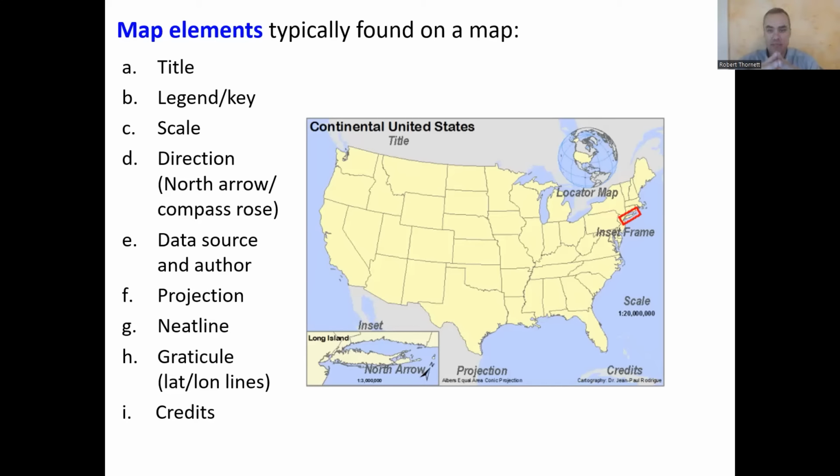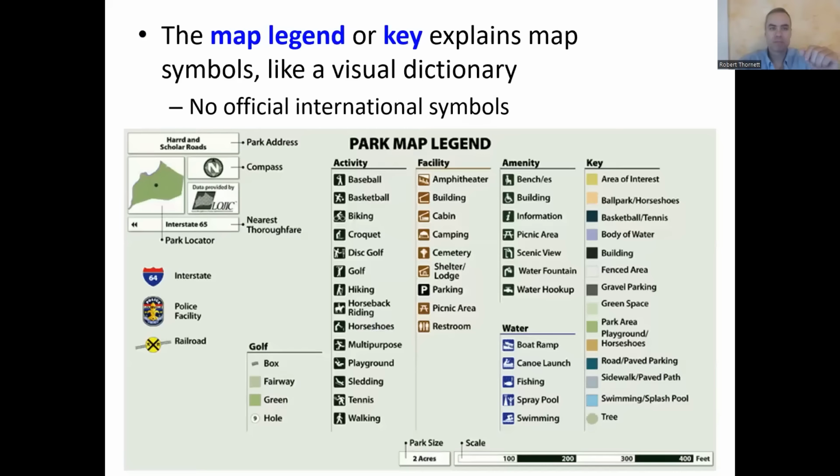You need to have the neatline, which is the box around the map that shows the end of the map and where it's just paper after that, or just screen. And you need to have the graticule, hopefully, which is the latitude and longitude lines. This map does not have a graticule on it. And then you need to have credits, meaning whoever created the map. So let's look a little closer at those map elements.